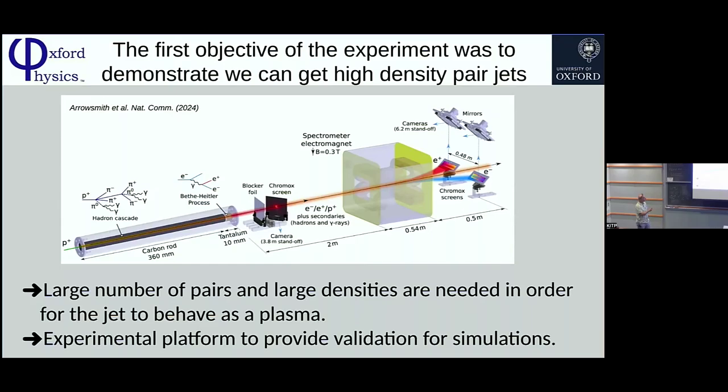Those 2 photons then enhance Bethe-Heitler processes in the last part of the target, which is 10 millimeters of tantalum. So this reduces scattering of electron-positron pairs and allows for a beam to be as collimated as we can. Then we measure the number of pairs using fluorescent screens, and we also have an electromagnet to measure the pair composition.